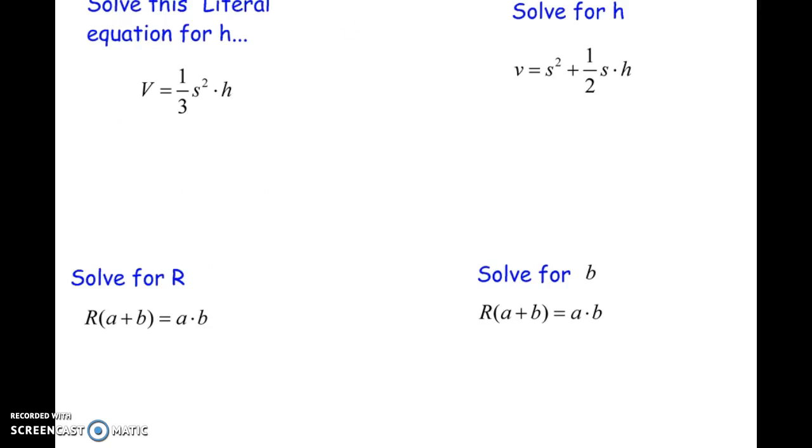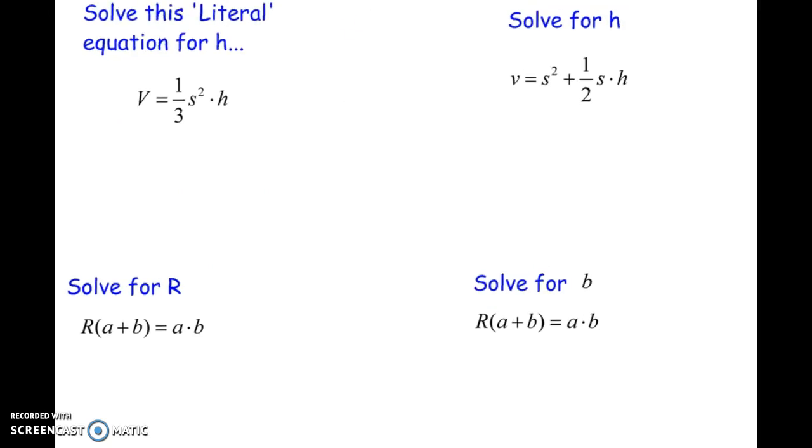Let's try a few more literal equations. So solve this one for h here. So what we're going to do is get this h all alone. There are 2 ways to do that. I might do that in 2 steps. I might multiply by 3 first on both sides. So we get 3V equals s squared times h. If you're solving for h, you're going to divide by s squared, divide by s squared, and you get h equals 3V over s squared.